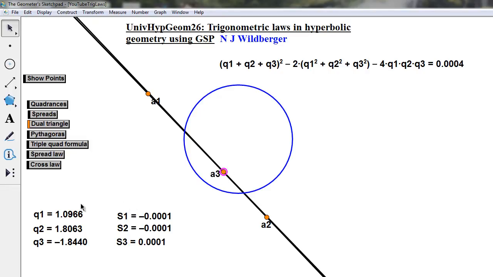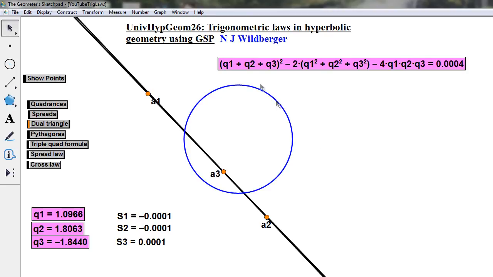then the 3 quadrances here are not 0. We're still talking about quadrances from here to here, quadrances from here to here, and quadrances from here to here. But these 3 numbers satisfy a relation. And this is the relation that they satisfy. This thing squared minus 2 times this minus 4 times that is 0.